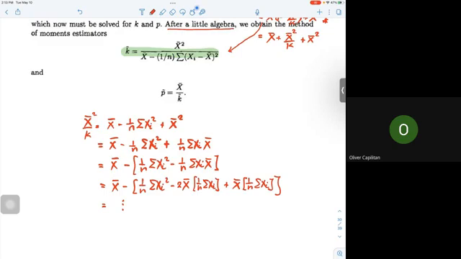Okay, so any questions or clarifications for the first technique of finding our point estimator of the unknown parameter or parameters?